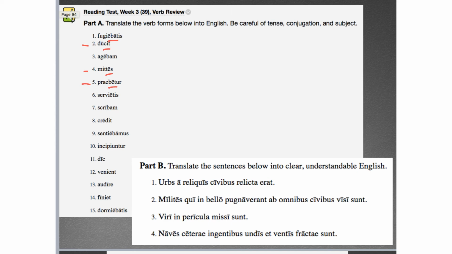So, "herbs a reliquis kiwibus relicta erat." And as you're doing that, make mental notes about things you notice. For instance, you might notice that herbs is a nominative, which as the first word is going to suggest that it's a subject. That a is a preposition, and it takes the ablative, and reliquis and kiwibus are ablative. So that is likely one unit, one prepositional phrase. And then relicta erat is a verb, and that is going to be a pluperfect verb because of that erat. And then you take that information and you put it together.